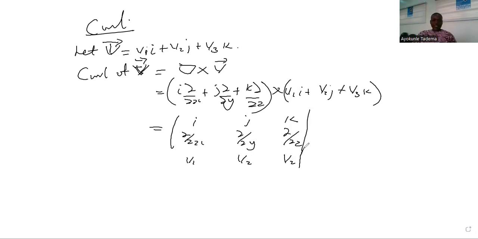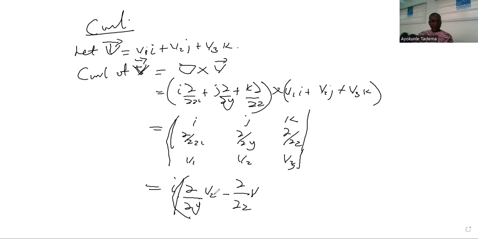This is the determinant of the matrix, and that is curl. You can simplify this like any determinant. You have i, you cover this side, you cover this side, you are left with this. First, this one multiplied by this, we have ∂/∂y, open brackets, multiplied by v3, minus this one multiplied by this, ∂/∂z v2.